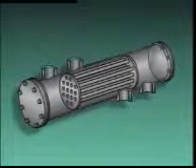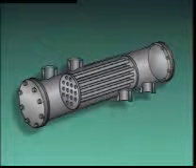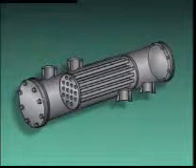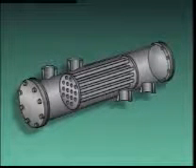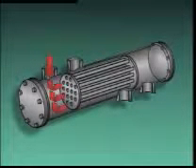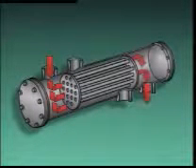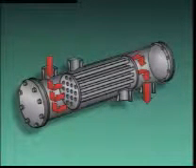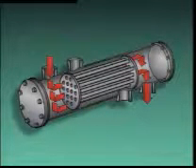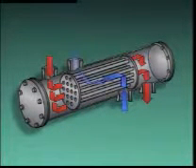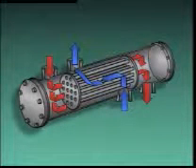In a counterflow heat exchanger, the fluids move through the shell and tubes in opposite directions. During operation, the tube side fluid enters this inlet, passes through the tubes, and leaves the unit through this outlet. On the other side of the heat exchanger, the shell side fluid enters this inlet, flows around the tubes, and leaves the unit through this outlet.